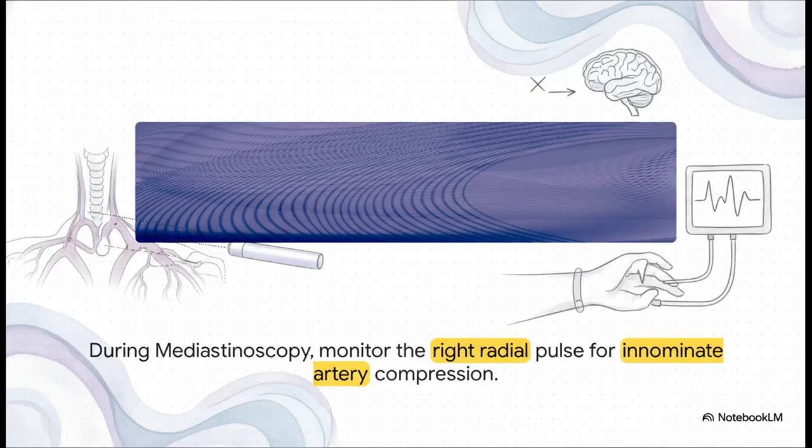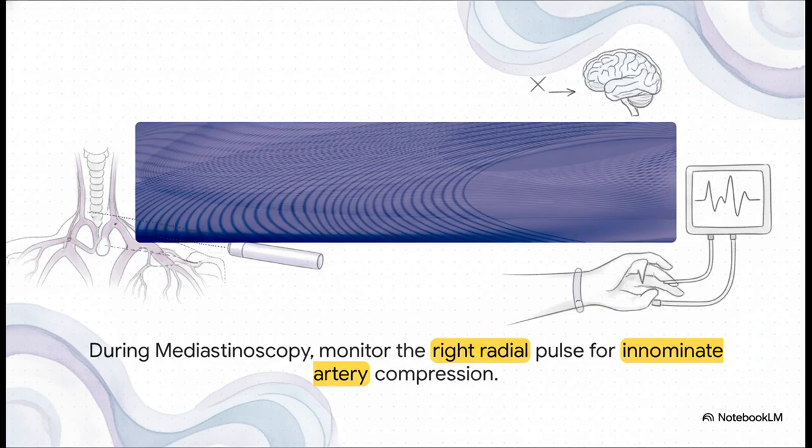Now, moving from the pleura into the middle of the chest, the mediastinum, there's a very specific high-stakes risk during a procedure called a mediastinoscopy. The surgeon puts a scope down behind the sternum to biopsy lymph nodes. The problem is, the innominate artery, which supplies blood to the right arm and the right side of the brain, runs right through that area.